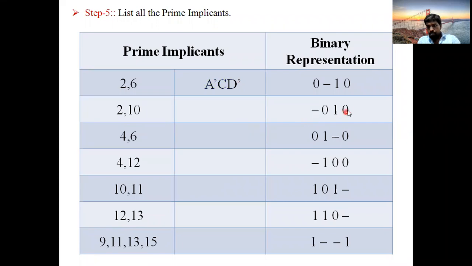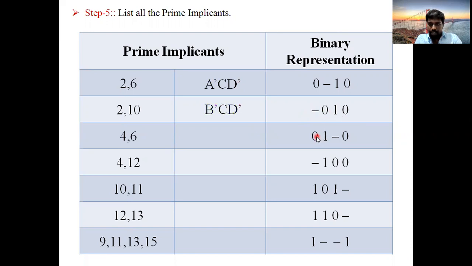Okay. Now see here. Here this dash is there. So A is absent here. So 0 in terms of B is B bar. 1 in terms of C is C. 0 in terms of D is D bar. So your answer will be B bar, C, D bar.